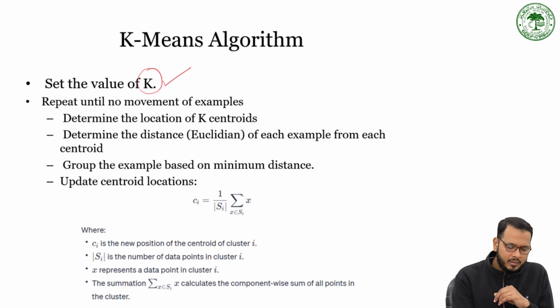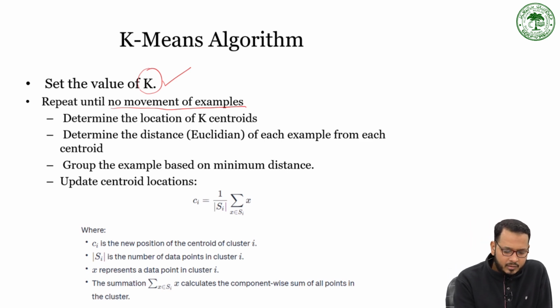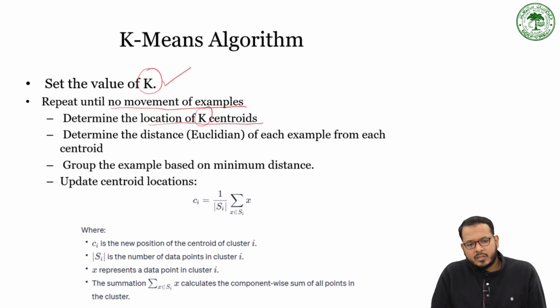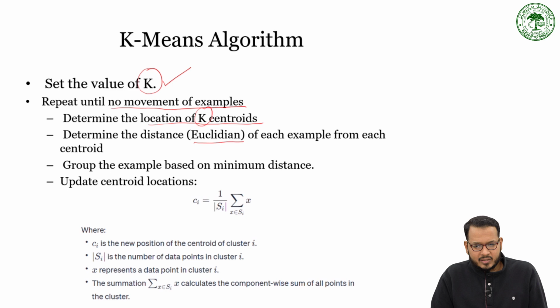So until there is no movement of examples among clusters, this is what we have to do. We have to determine the location of k centroids. Once again, k is a predefined value. So we start with some points, which we call centroids, equal to the number of clusters we want to create. Then we calculate the distance, usually Euclidean distance, of each example from each centroid.